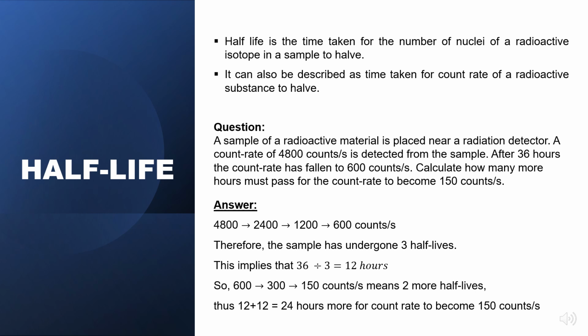Next we divide the number of hours, 36 hours, by the number of half-lives, which in this case is 3. So that is 12 hours. So we now know that one half-life is 12 hours. Now we need to reach from 600 counts per second to 150 counts per second. So 600 divided by 2 is 300, and 300 divided by 2 is 150. So 2 divisions, which means it has gone through 2 more half-lives, which is 12 plus 12, which is 24 more hours for the count rate to become 150 counts per second.